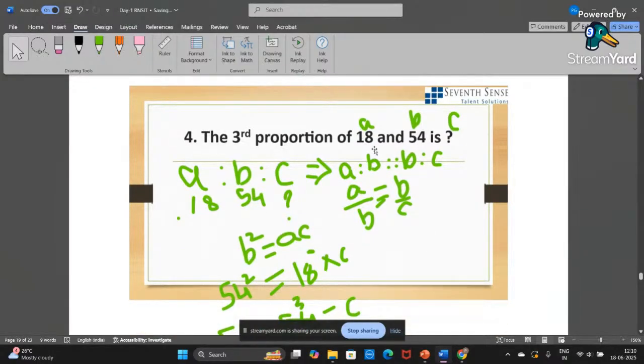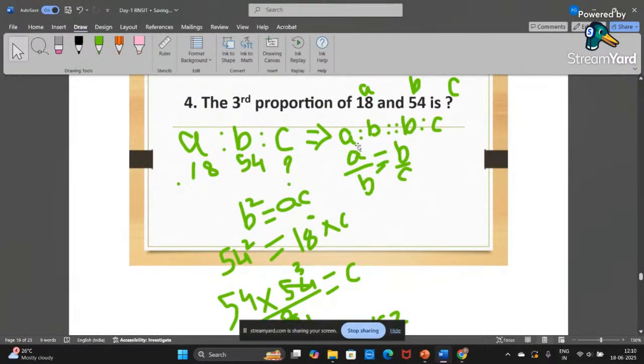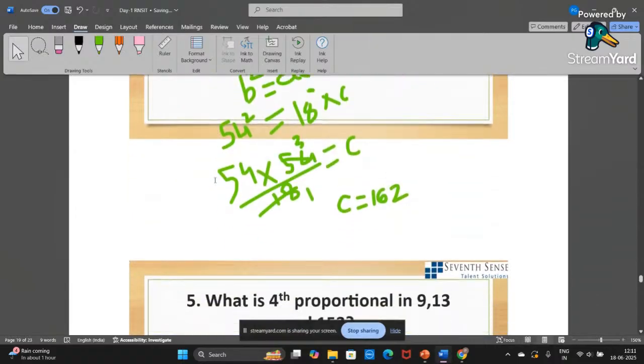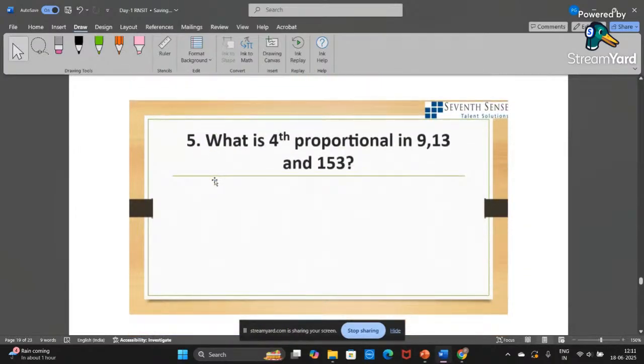Already they have given A, B. We need to find the C, third proportion. So this A is to B is to C can be written as A is to B in proportion to B is to C, or A is to B equates to B is to C. Then I'm just modifying this, I'm getting this equation, B square is equal to AC, just to get C value. Then we got C value. That is nothing but the third proportion of the given ratio. Okay, next.